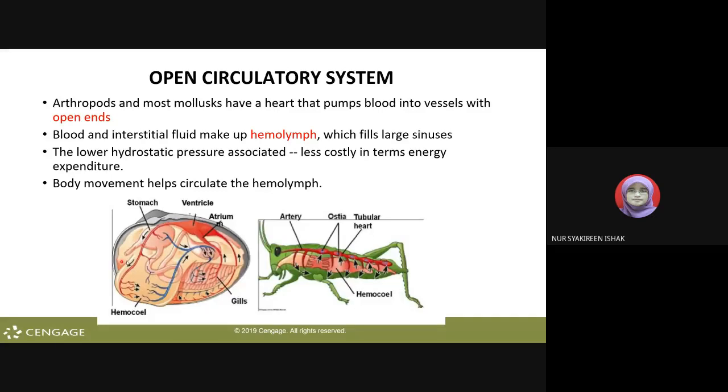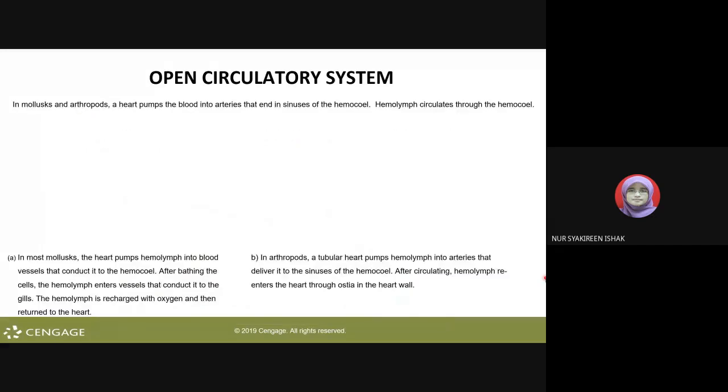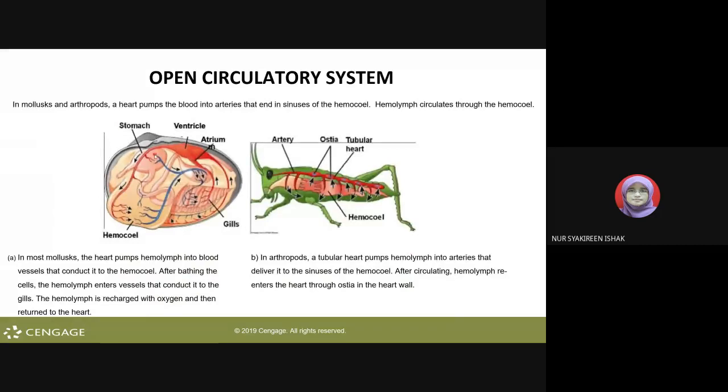So as you can see from this structure of clams, kan, clam, okay? Mollusk and arthropods, okay? So they have heart pumps the blood into artery that end in sinuses. Sinuses is body cavity. Okay, so for this organism, the body cavity, we call it as the hemocoel. Okay, hemocoel is cavity. But body cavity that is filled with hemolymph. Okay, so hemolymph is the combination between blood and also interstitial fluid, okay, that circulate within the hemocoel.